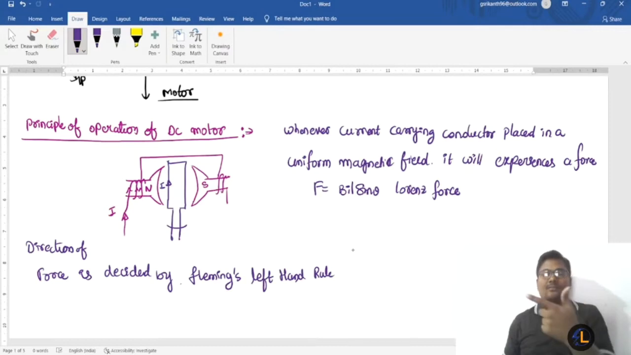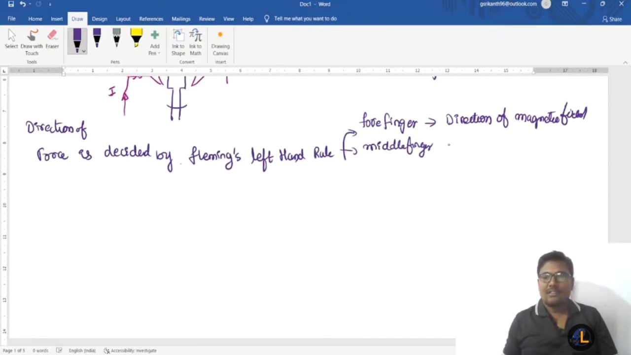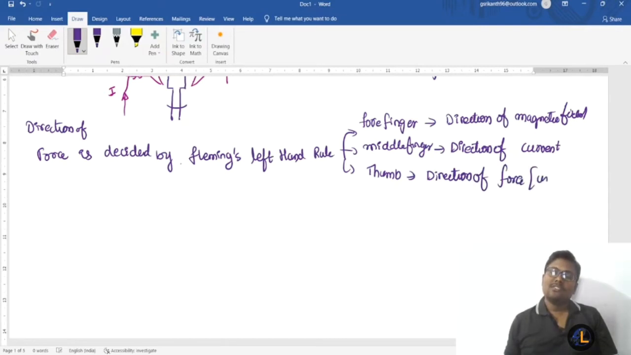Stretch the three fingers, one perpendicular to another. If the forefinger represents the direction of magnetic field, and the middle finger represents the direction of current, the thumb indicates the direction of force. Here the force is the unknown quantity.